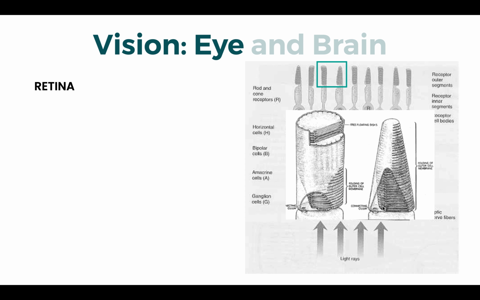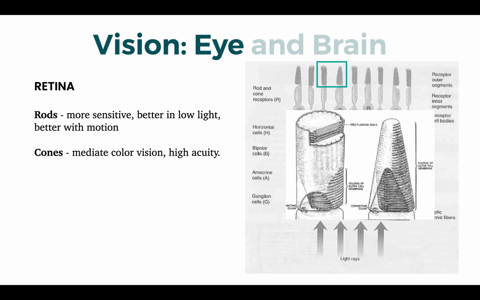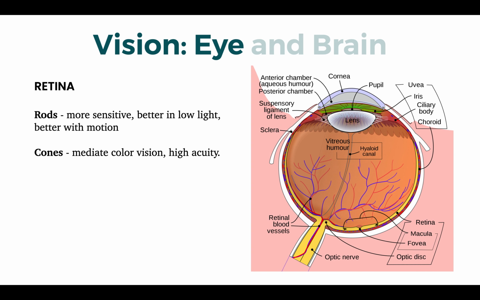Cones are highly focused at the fovea of the eye. So we're gonna talk about that in just a second. I think I've gotten ahead of myself here. So let's review. Rods are more sensitive, better in low light, better with motion. Cones mediate color vision, high acuity. All right. The fovea. I did get ahead of myself.